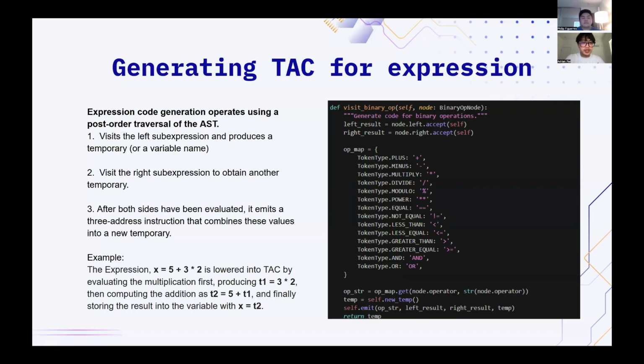One example would be the expression x = 5 + 3 * 2. It's lowered into TAC by evaluating the multiplication first, producing t1 = 3 * 2. It then computes the addition as t2 = 5 + t1. And finally, it stores the result into a variable with x = t2.